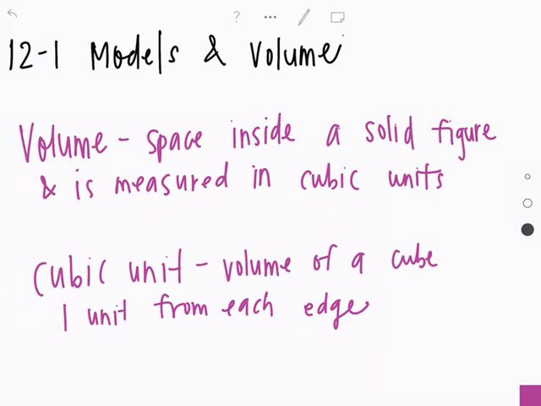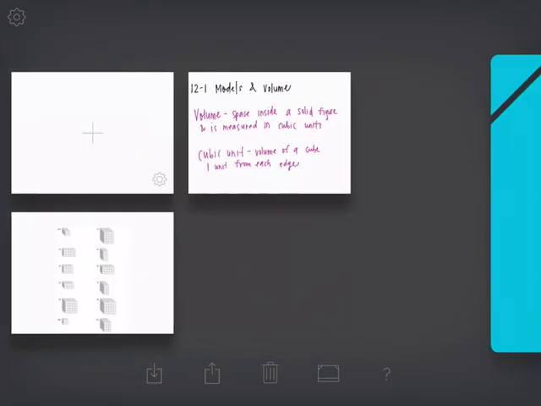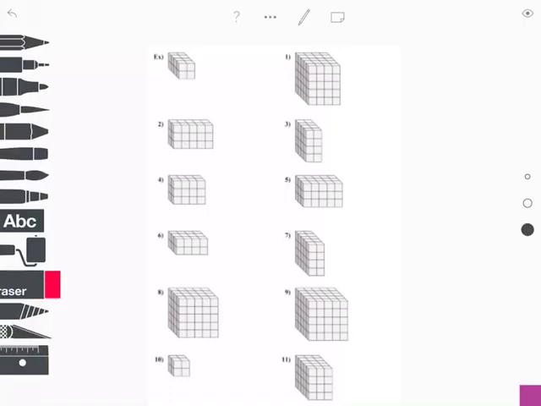And we measure volume in cubic units. So when we talk about a cubic unit, that means that that piece of the figure is made up of 1 unit. Okay, so from one edge to one edge, it measures 1 unit. So it makes it easy for us to find the volume of the entire figure. So I'm going to show you some shapes in Sketches School. And here we're going to be finding the volume of these different shapes.